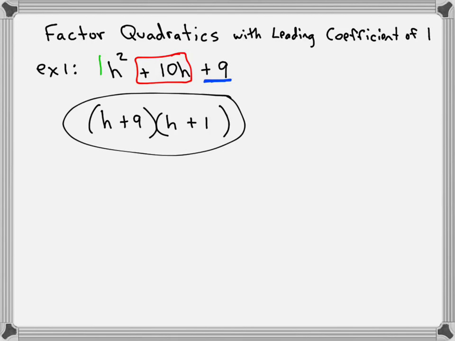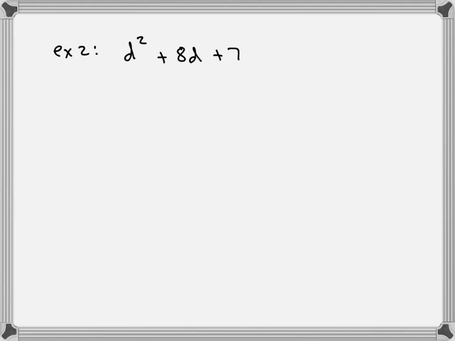Let's look at another example. Again, we have a leading coefficient of 1, so we are looking at that c value. What are my factors of 7 that add together to give me a positive 8? This one would factor to a d and a d, and then a plus 7 and a plus 1. And it doesn't matter the order in which you put it. You could have put it either way.